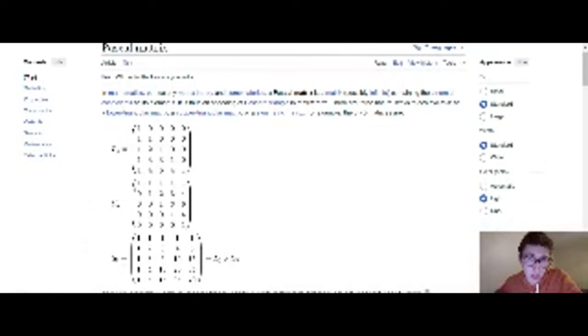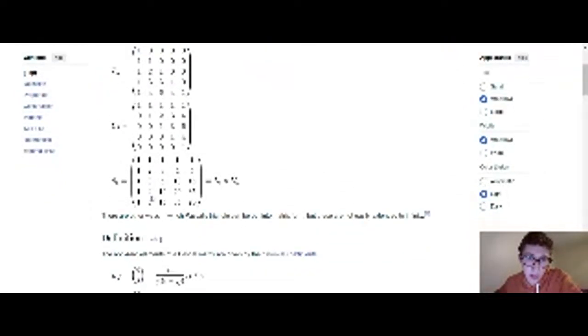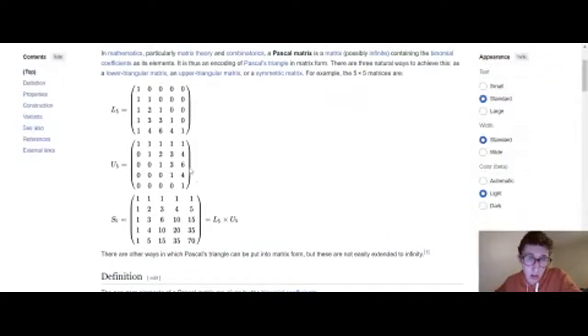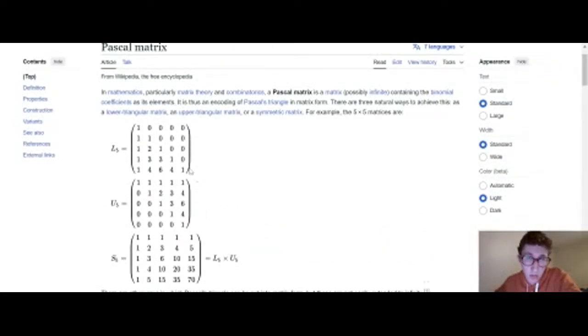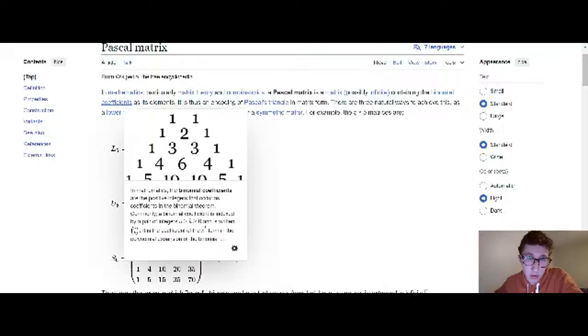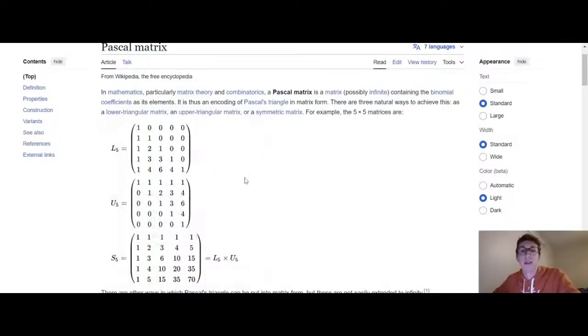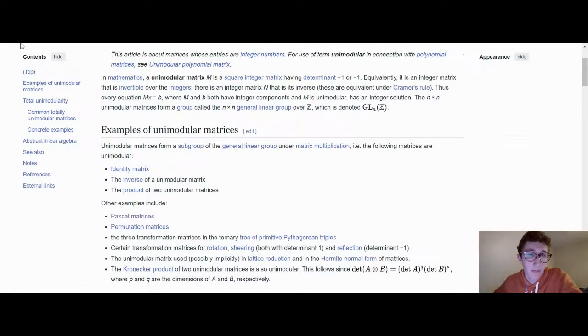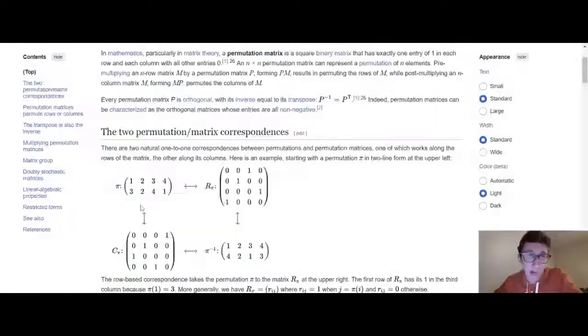Pascal matrix. What is this? So all ones in the diagonal. No, I lied. Binomial coefficients. Oh, I remember this. This is Pascal's theorem. I don't know too much about it. Lower triangular matrix. Upper triangular. Interesting. Permutation matrices. What is this? Oh, yes. That makes sense.